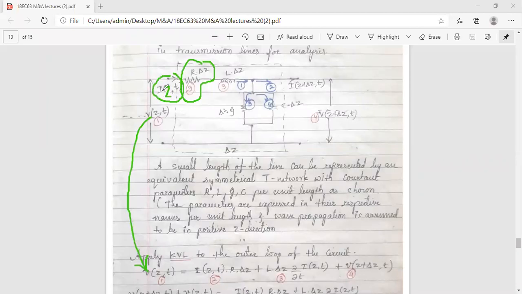So current flowing is I through the resistor R, and it is not only simple R, I have to consider R multiplied by delta of Z, because we are considering these distributed parameters per unit length. Okay, so what is the voltage across this resistor? It is V equal to IR, I into R.